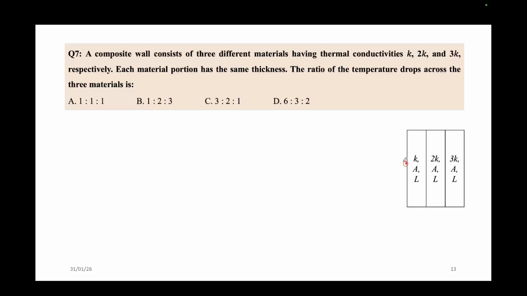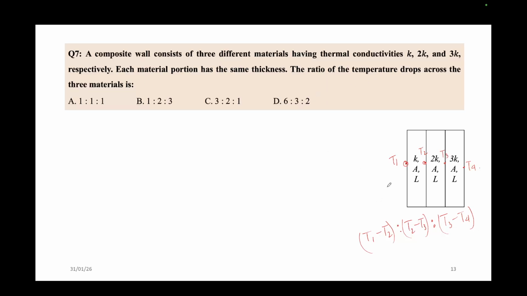That means if it is T1, T2, T3, T4, you are asked to find the temperature drop across this material. That means in the first block the temperature drop is T1 minus T2, right? In the next block the temperature drop is T2 minus T3. In the third block it is T3 minus T4. So you have to find this thing.